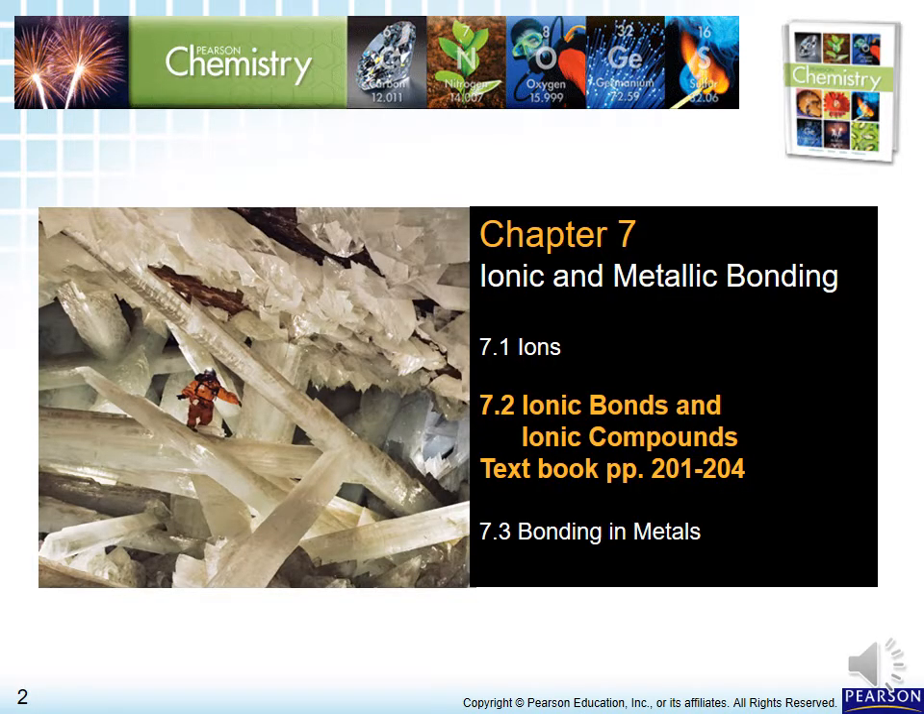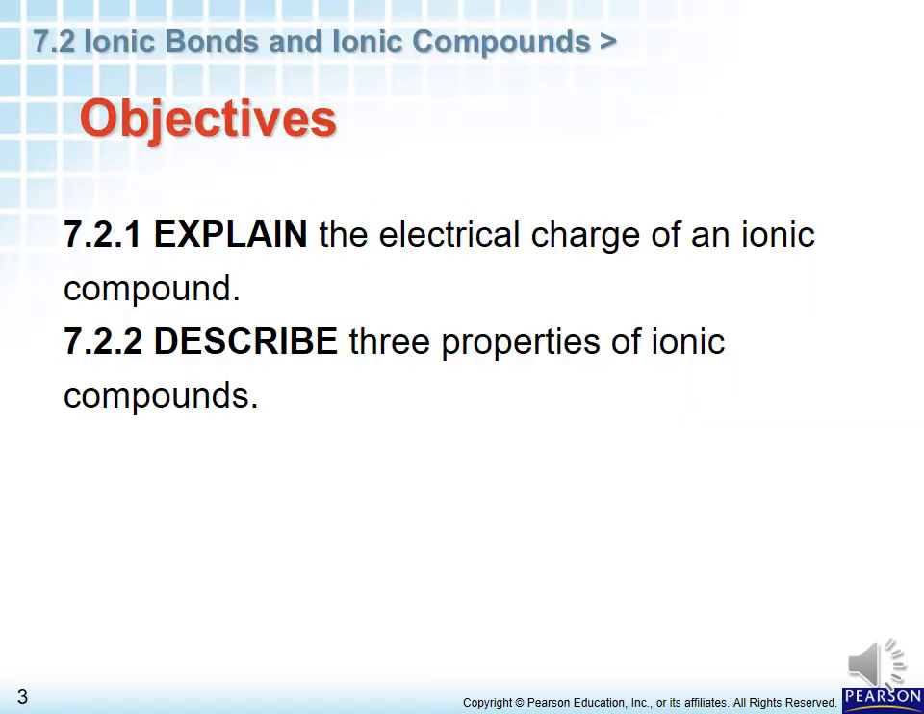This week we will discuss chapter number 7, lesson number 2, ionic bonds and ionic compounds. For this reference we need textbook page number 201 till 204. This is a 2-week lesson, so this week our main objectives are to explain the electrical charge of an ionic compound and describe 3 properties of ionic compounds.